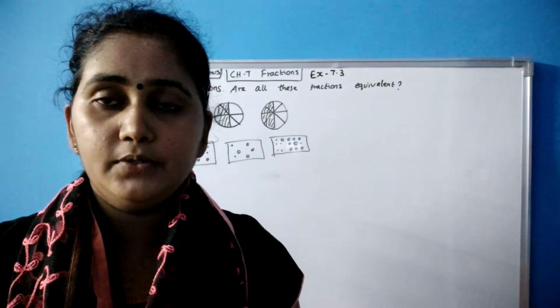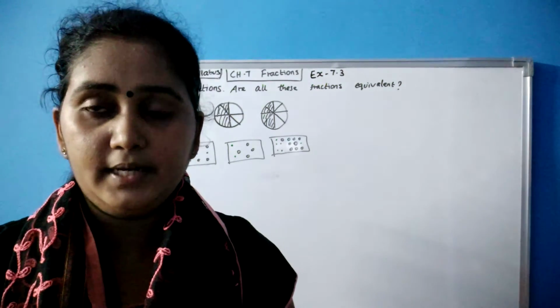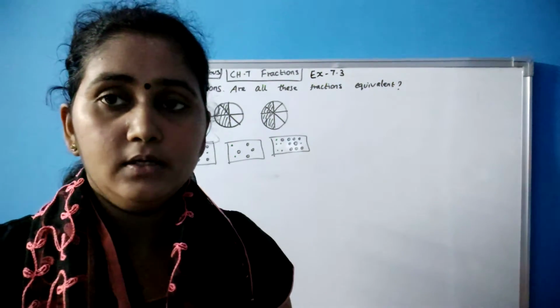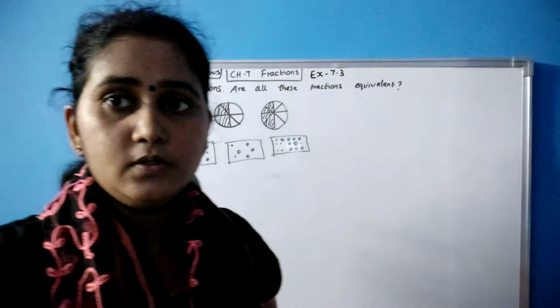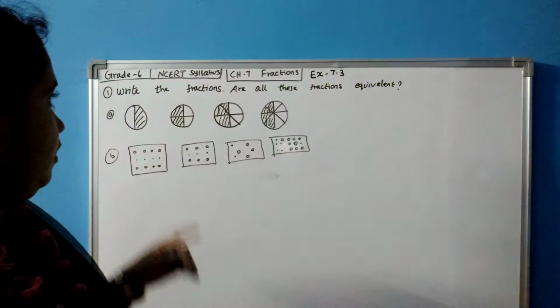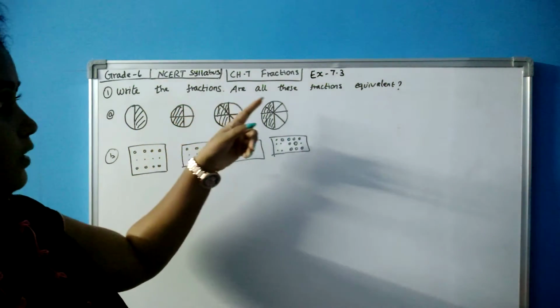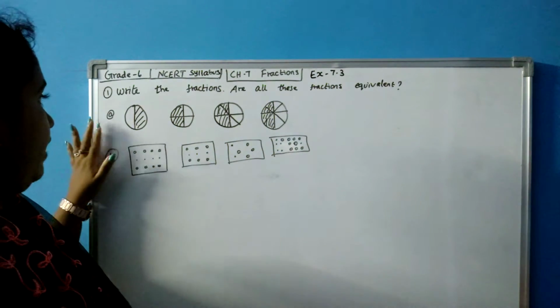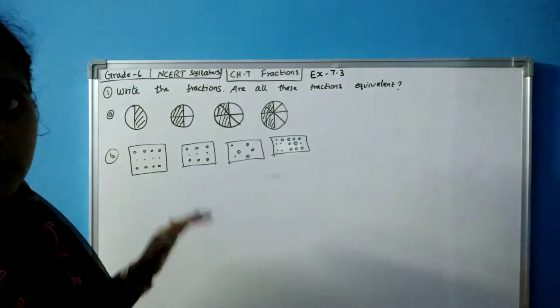So today we are going to see exercise 7.3 in your NCERT syllabus. Okay, so now we will get into the video. So we will see the first sum. Write the fractions. Are all these fractions equivalent? So you have to check whether all these fractions are equivalent.